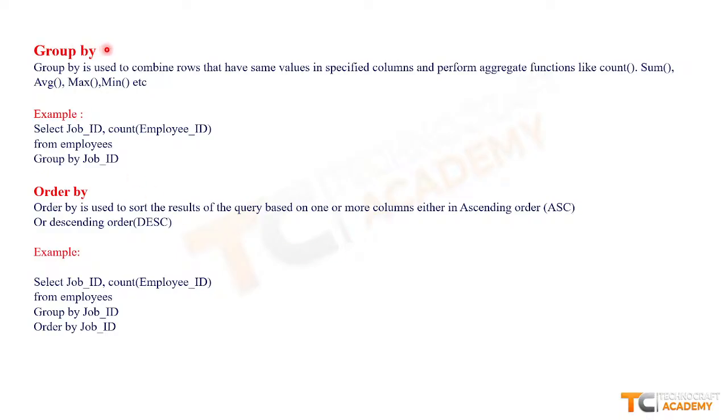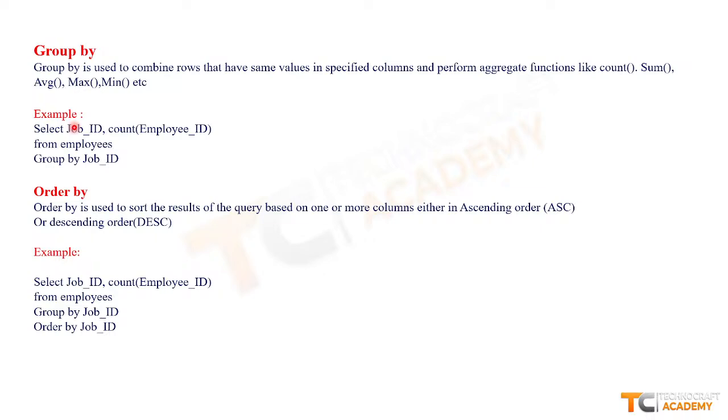So here, if you want to combine it with a different value, like you want other columns also to be included along with the sum of the salary, if you want to know what is the job ID or what is the employee name, then you can use a group by column here. Group by is used to combine rows that have the same values in the specified column and perform aggregate functions like count, sum, average, minimum, max.